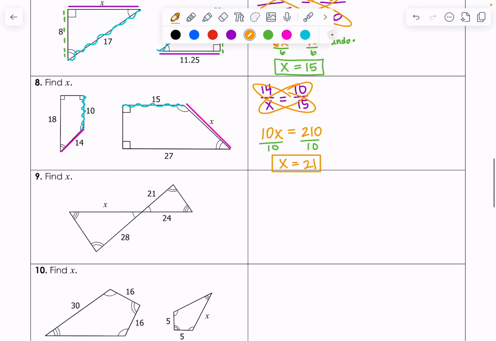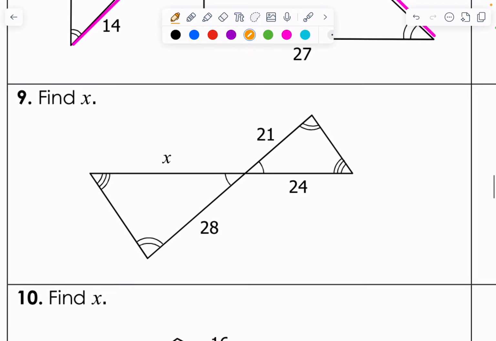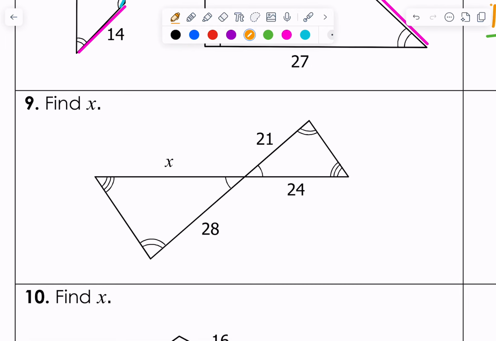Last one. How does that sound? So in number 9, we need to be very, very careful with this one. Let's go ahead and talk about x and which side from the other triangle corresponds to x. Notice how we go from the 3 swoops to the 1 swoop. In this second triangle over here, where does that happen? 3 swoops to 1 swoop. It looks like that happens right here. So my side 24 corresponds with x.